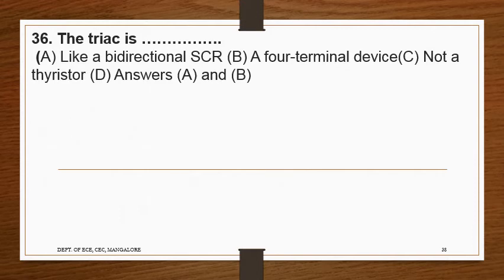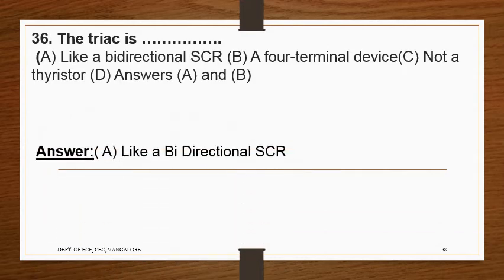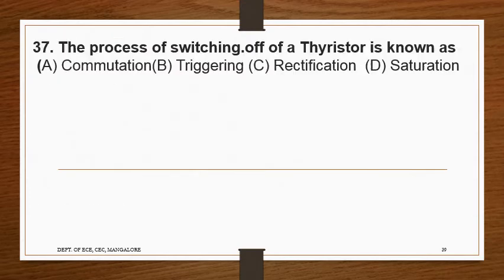The triac is A. Like a bidirectional SCR, B. A 4-terminal device, C. Not a thyristor, D. Answers A and B. So the answer A, it is like a bidirectional SCR.